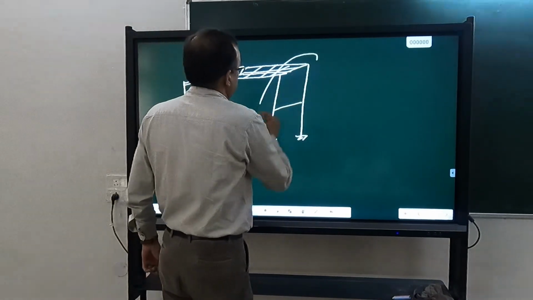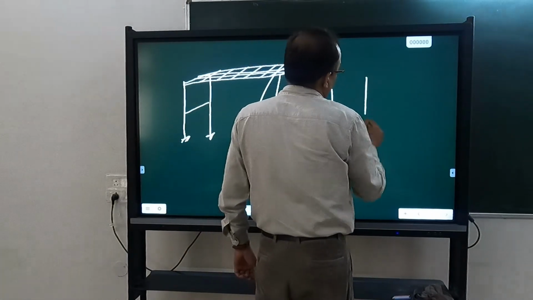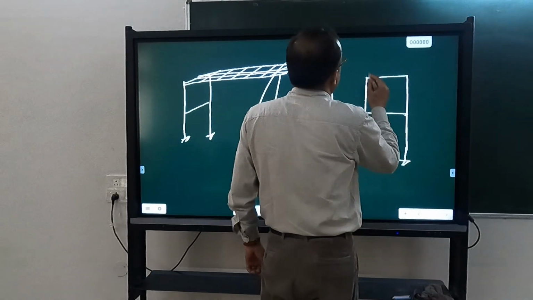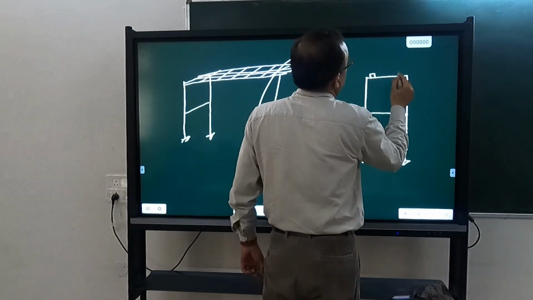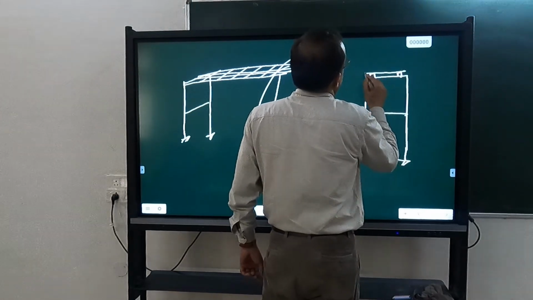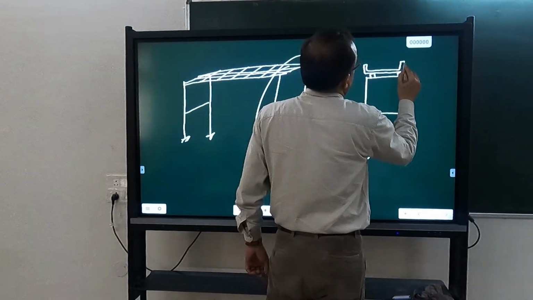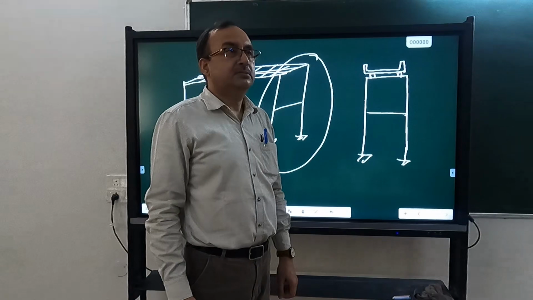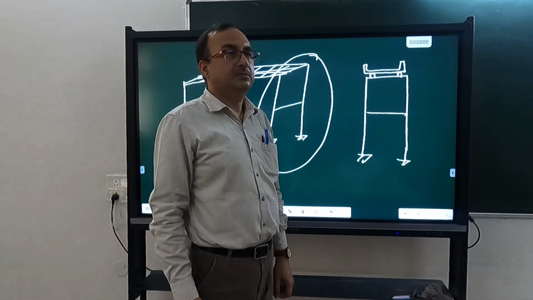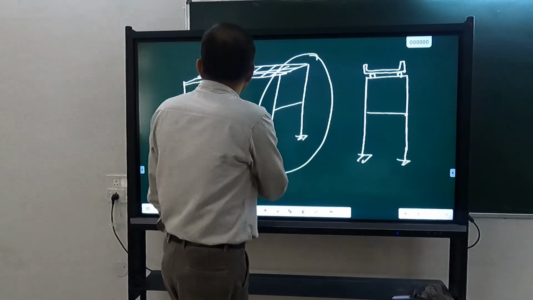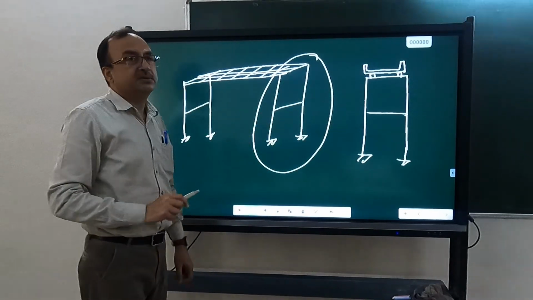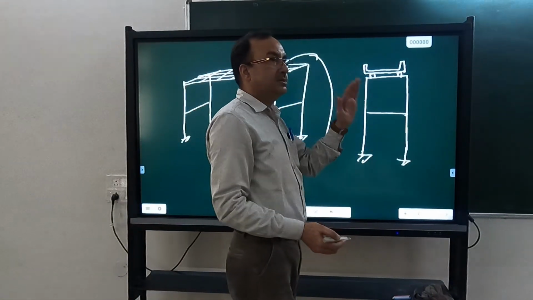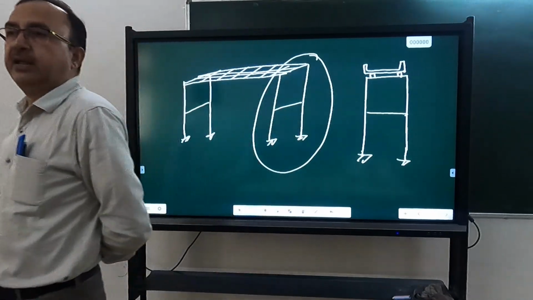If I draw this, it will look like this. I will have pier. At the top of the pier, I will have bearings. And then I will have superstructure. In this case, what will happen? In the longitudinal direction, each of these piers will act like a cantilever, consisting of these two columns. In the transverse direction, it will act like a frame.